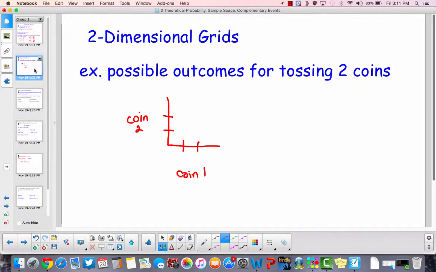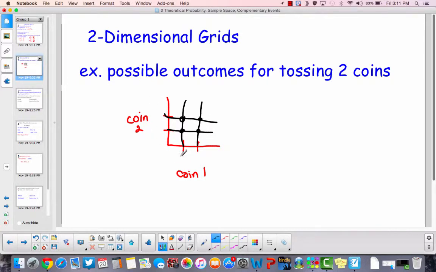However, there is one that's kind of a newer one for me. Maybe you've seen it before, but I had not. It's called two-dimensional grids. And it says, what are the possible outcomes for tossing 2 coins? Well, we just saw it from the tree diagram, but what they suggest that you do is you draw a line here, and you draw a line here, and you draw a line here, and a line here. And where those lines intersect, we're going to have our dots.